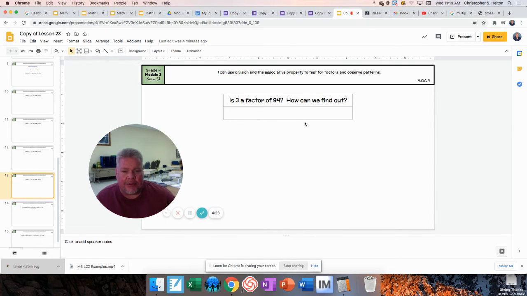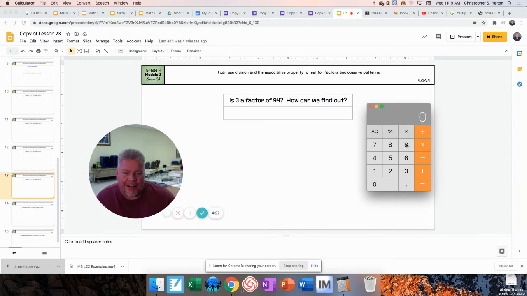All right, is 3 a factor of 94? How can we find out? All right, let's divide again. 94 divided by 3 is 31.33. So that 0.333 thing means there's a remainder. So the answer is no. So 3 is not a factor of 94 because when you divide, you would get a remainder.